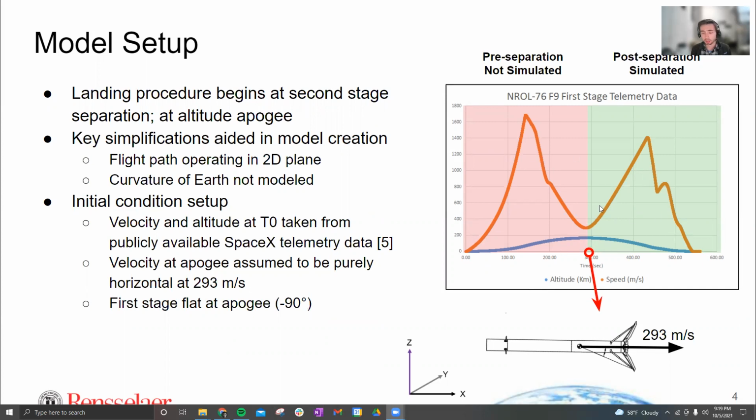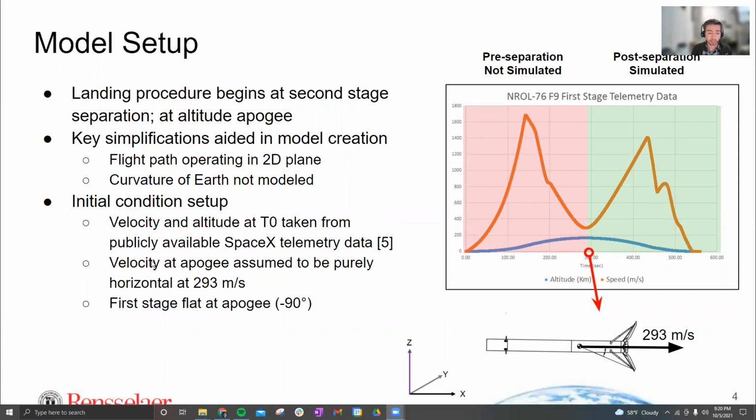The goal of this model simulation is basically the landing. As I mentioned, that's at apogee, so basically looking at everything in green. Everything in red here is takeoff; everything in green is landing. So that's what I'm concentrating on. And this border between the red and the green is my initial conditions.